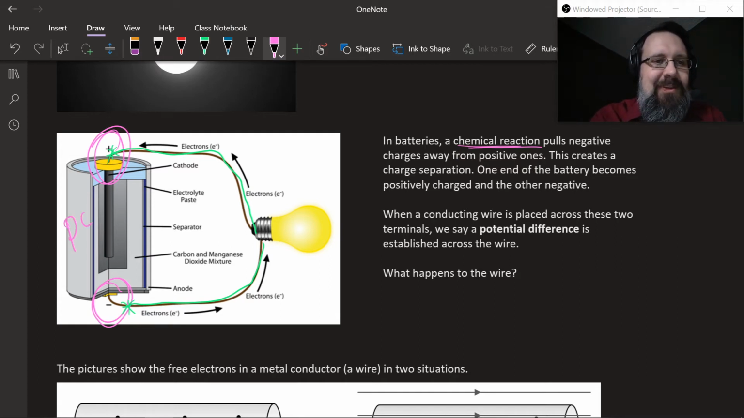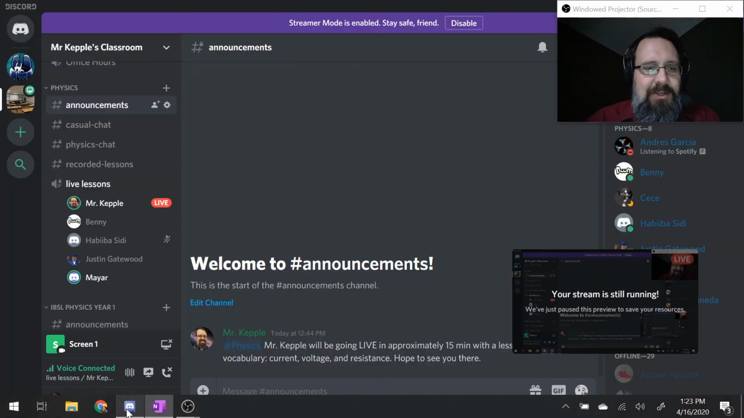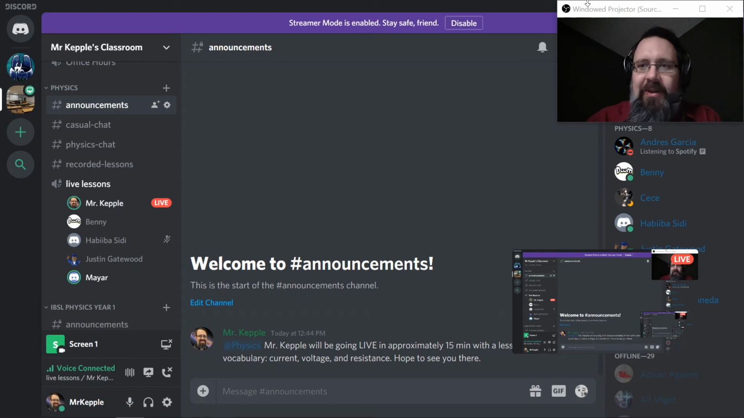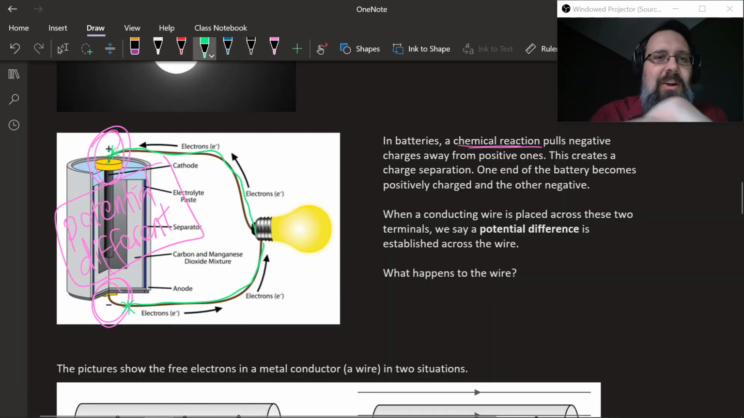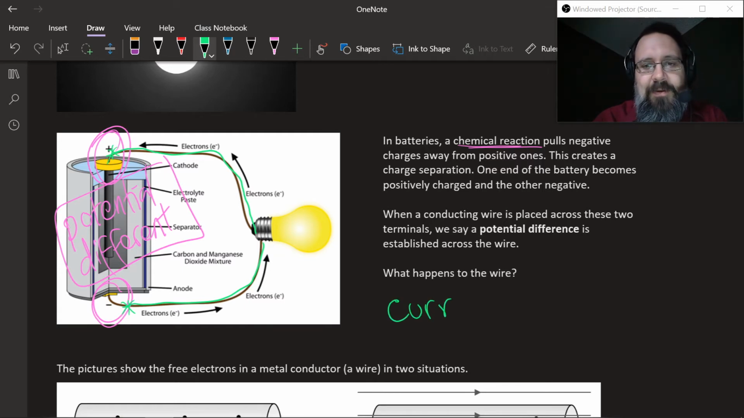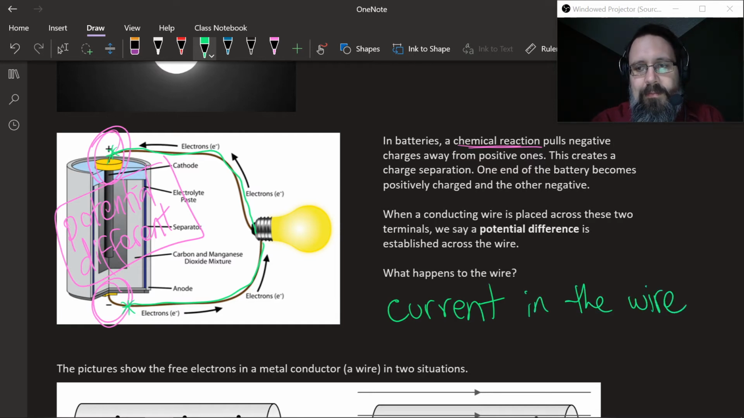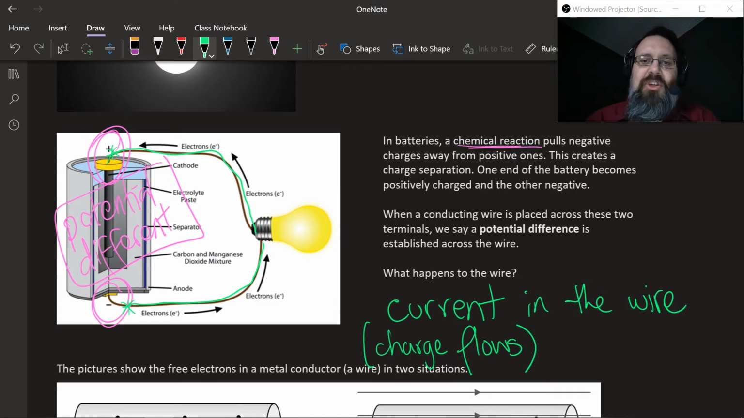So we've got a potential difference. Yeah, the potential difference is going to create a current. So what's going to happen is you're going to get current flow. Current in the wire. Current is charge flow. So current in the wire means charge flows in the wire.